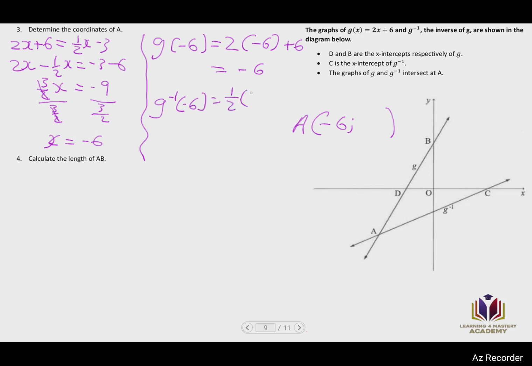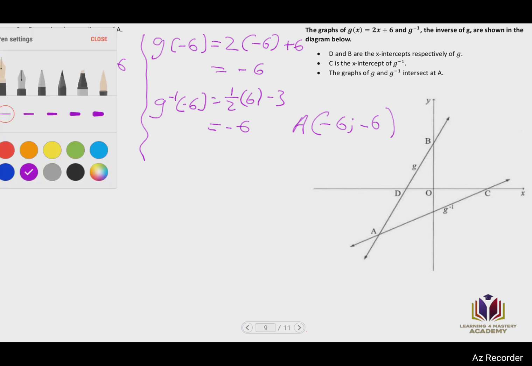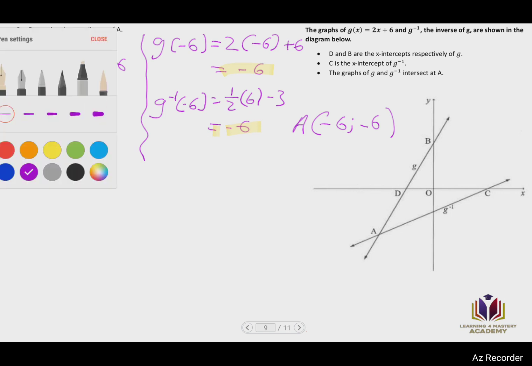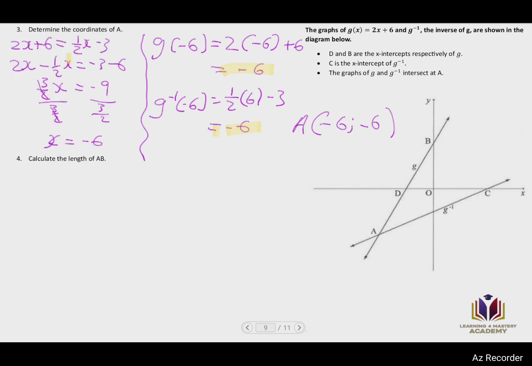Half of negative 6 minus 3. It will also give you negative 6. And just like that, you can conclude that your y value is negative 6. Are we clear? Then the coordinates of A will be negative 6 and negative 6. Okay? You can use any one of the two equations to find your y coordinate. Okay? Then question 4 says calculate the length of AB.